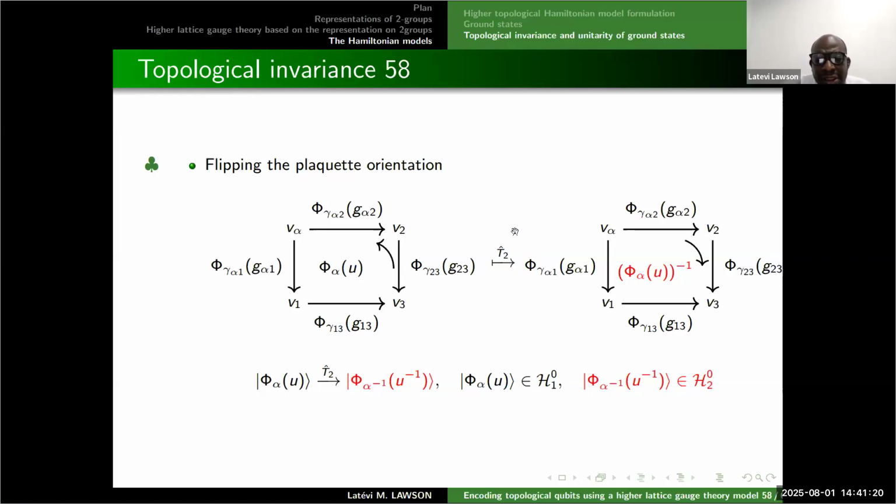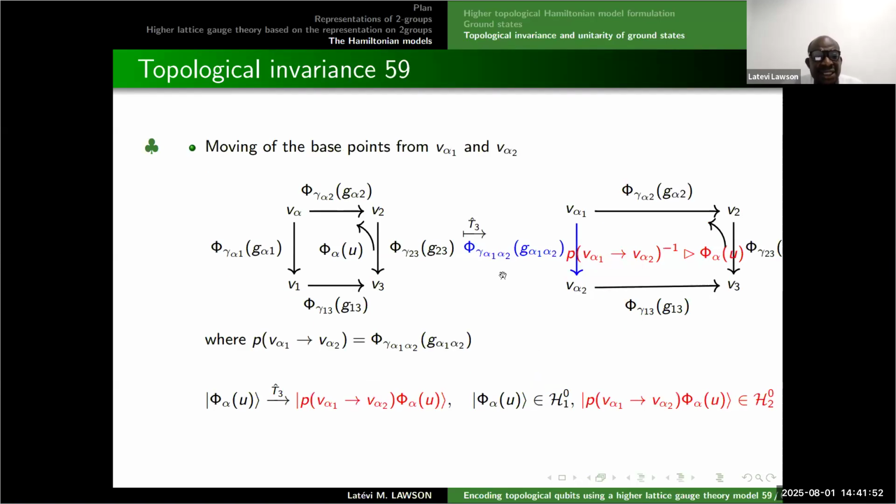I have the second transformation, which is the plaquette orientation flipping. At the beginning, I chose to orient my plaquette in the anti-clockwise orientation. Now this transformation will invert it, so instead of being anti-clockwise, it will now be clockwise. So this is transformation 2.